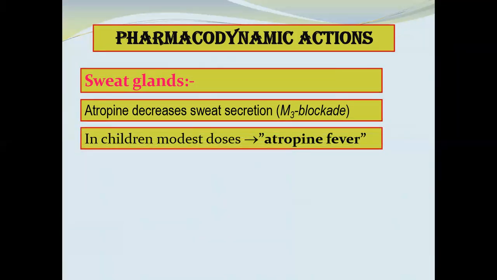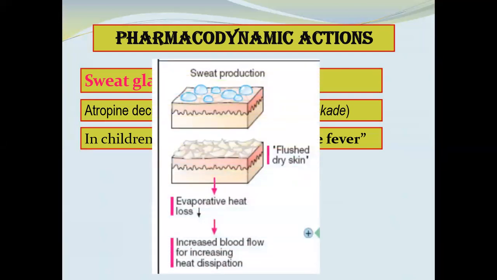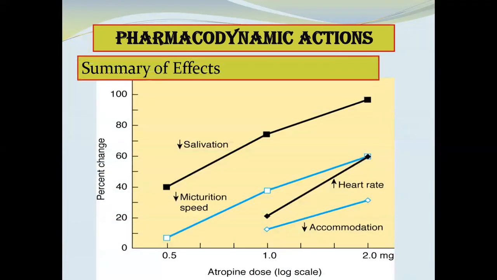In children, modest doses can cause what is called atropine fever. It reduces sweat production, causing flushed dry skin, reduced evaporative loss, and increased blood flow. So in summary, atropine reduces saliva, reduces micturition speed, increases heart rate, and reduces accommodation.